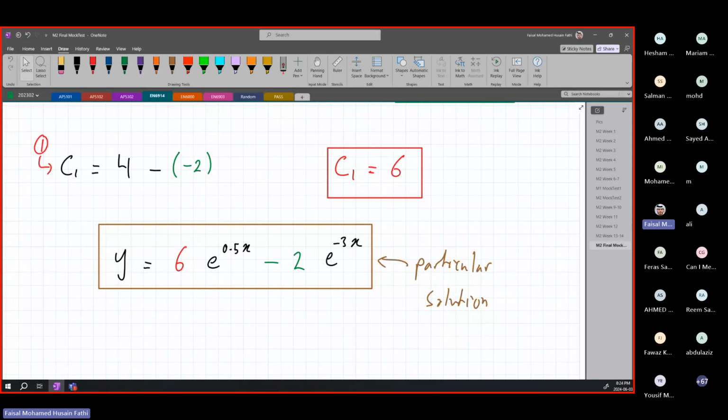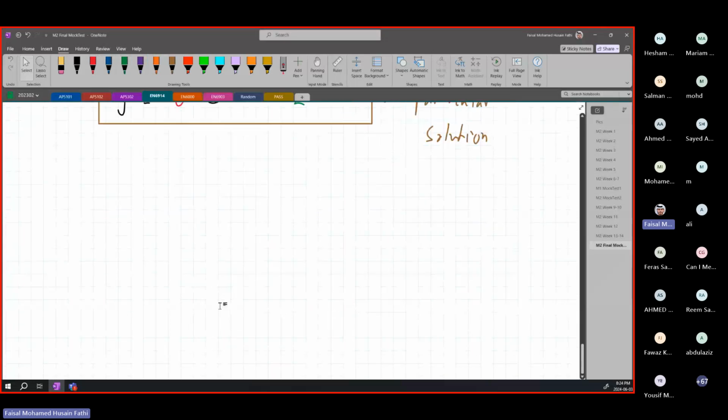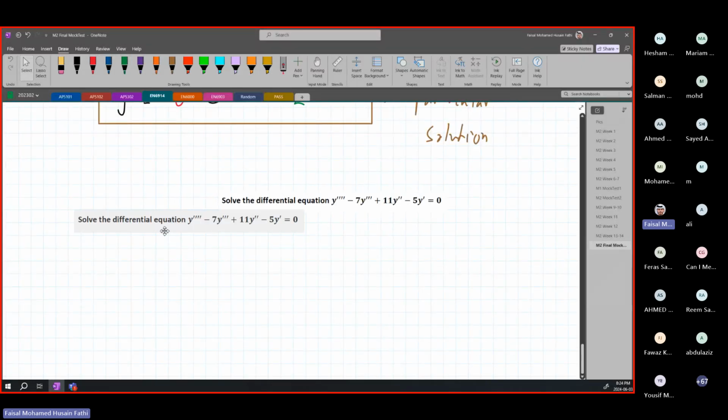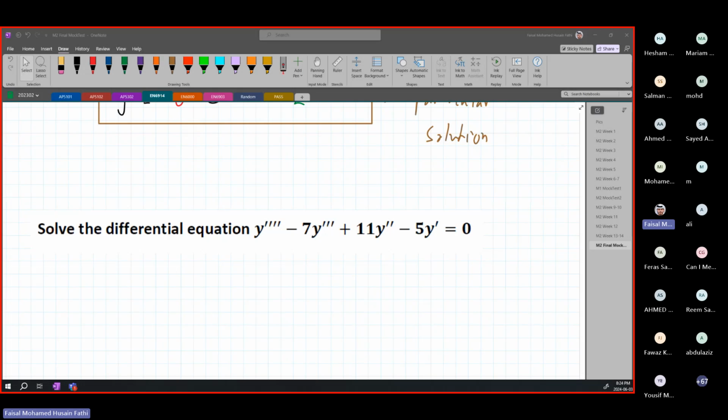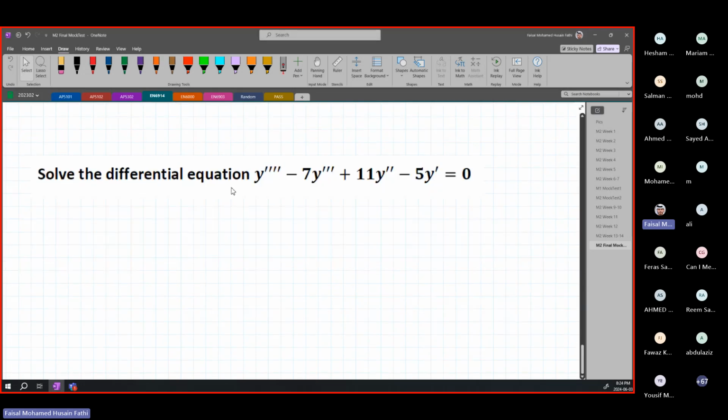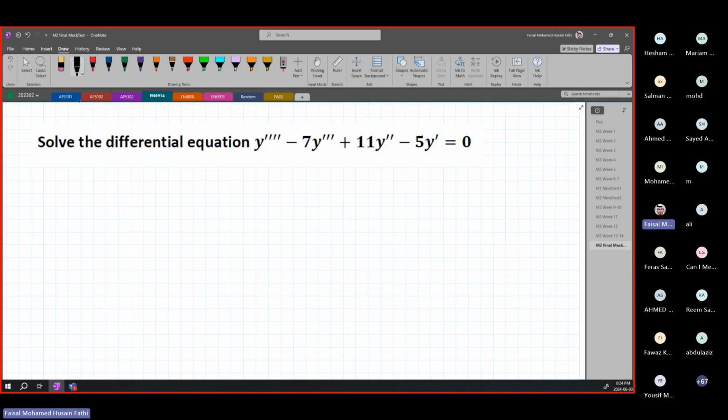Okay, so let's move on to the next question. The next question is a higher order differential equation. So we have done the second order. Let's do a higher order differential equation. And if you notice here, it just says solve the differential equation, meaning finding the general solution, not finding any particular solutions because they did not give us any initial value problems.